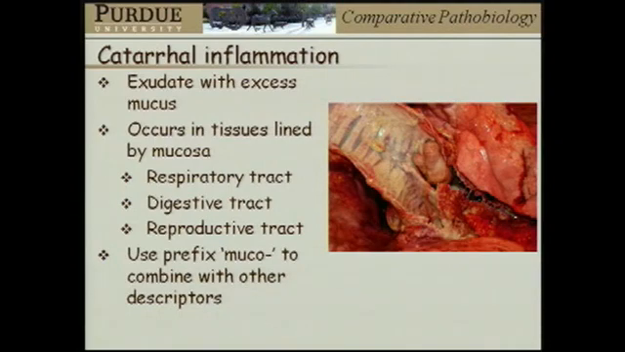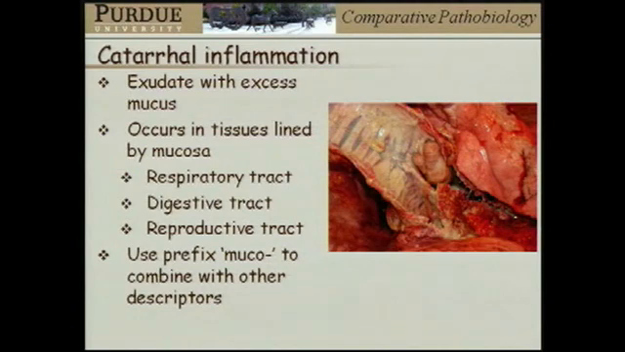Catarrhal inflammation. We use the term catarrhal to imply that the inflammation is characterized by abundant mucus. So it happens in tissues that are lined by mucosa: respiratory tract, digestive tract, and the reproductive tract mainly. And we often use the term muco to combine that with other descriptors.